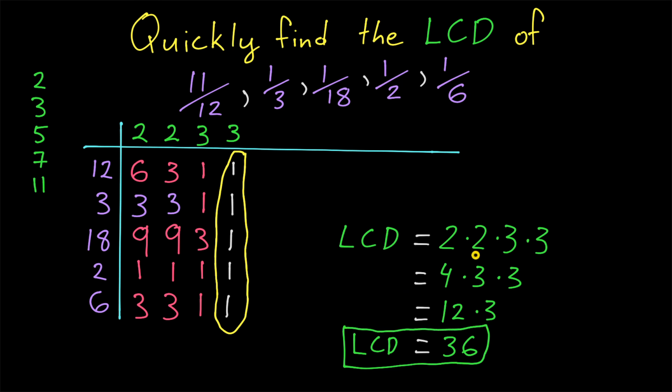So that is how you can very quickly and efficiently find the lowest common denominator for a large group of fractions using a table method.